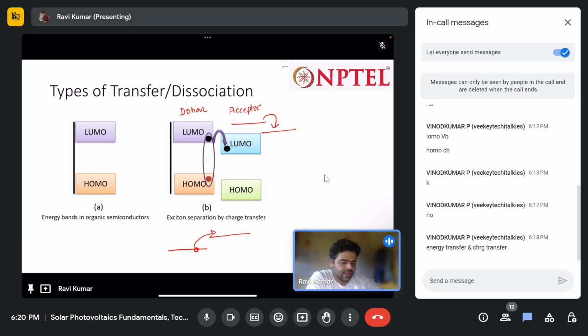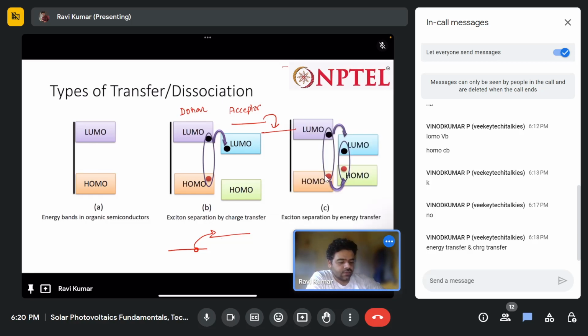That's why, in the case of acceptor and donor substances, the HOMO and LUMO are this way. So in this condition, for this HOMO, we need to provide some energy to transfer the charge carriers. So that is known as energy transfer of charge carriers. It is just about the mechanism.